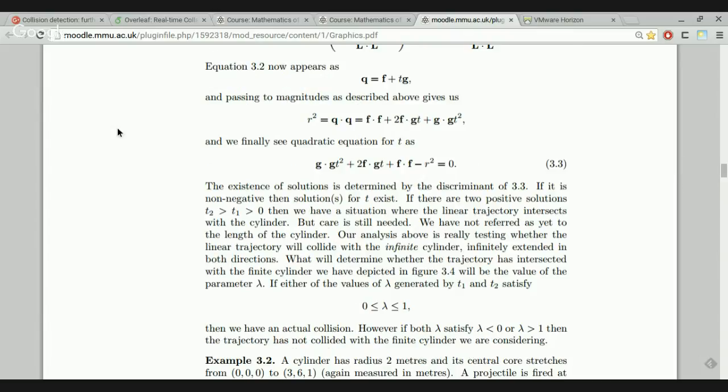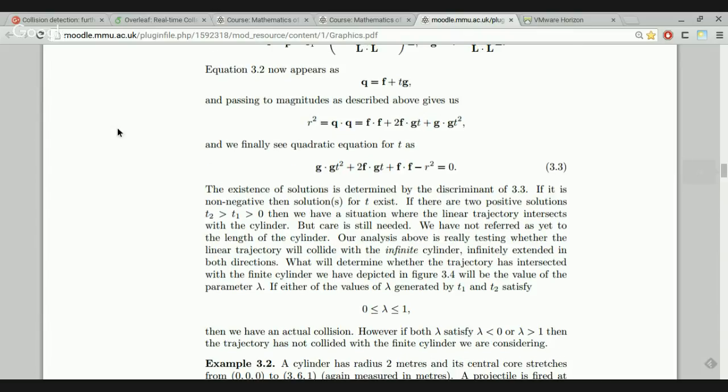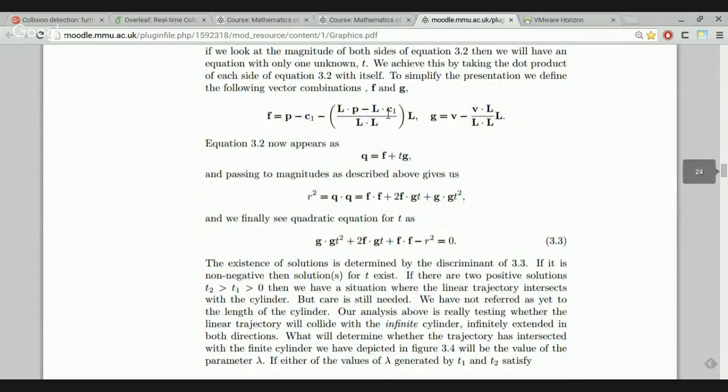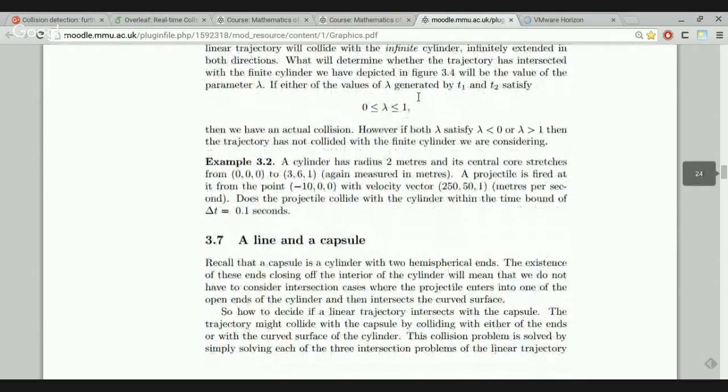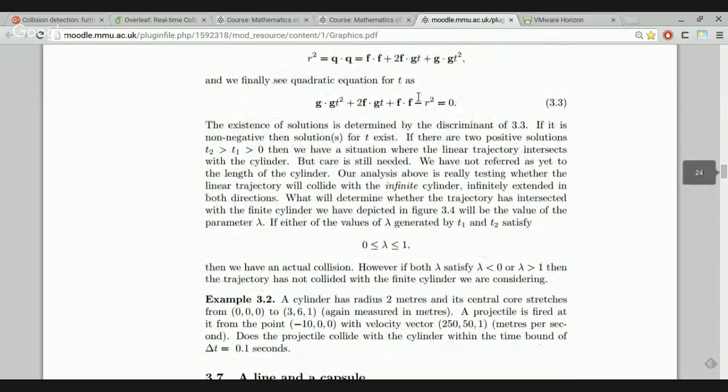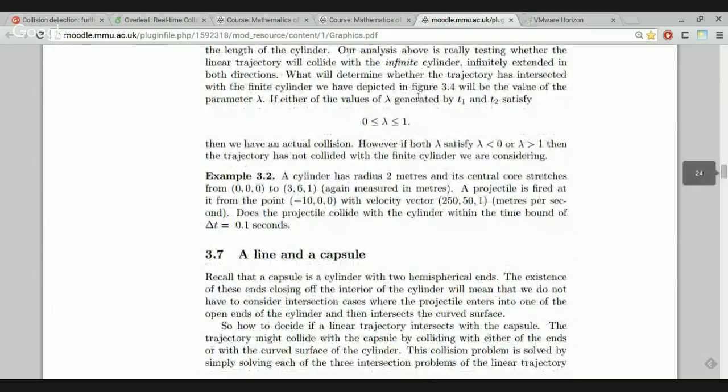It's given there in terms of vectors G and F. G and F are various combinations of the P and the L and the C1 and so on. Then you also have to consider the parameter lambda as well. Actually, it's probably a bit of a long calculation to do by hand. Let's see if we can get the quadratic out at least. You then have to see whether lambda is between 0 and 1.